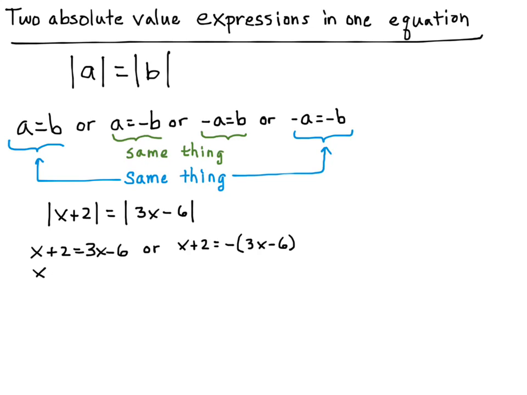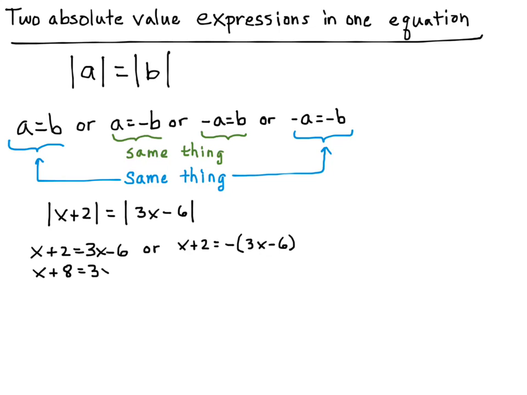And I want to point something out here before we go on. Notice I put the parentheses around the 3x minus 6. This is crucial, that the negative is applied to the whole thing, because remember, the absolute value changes the sign of the whole expression, not just the individual components. So you put a negative with parentheses. Now you can distribute that negative once you do that, and that's the correct way to do it.